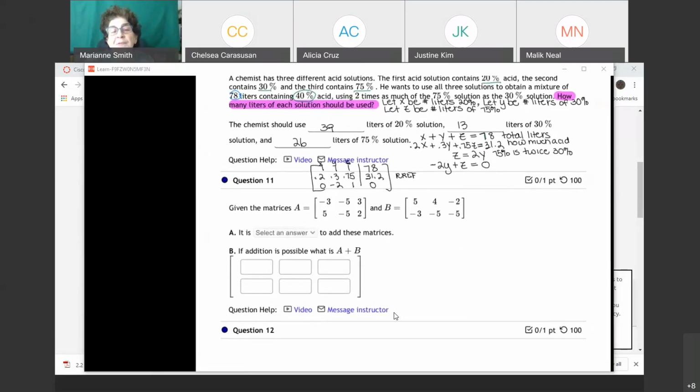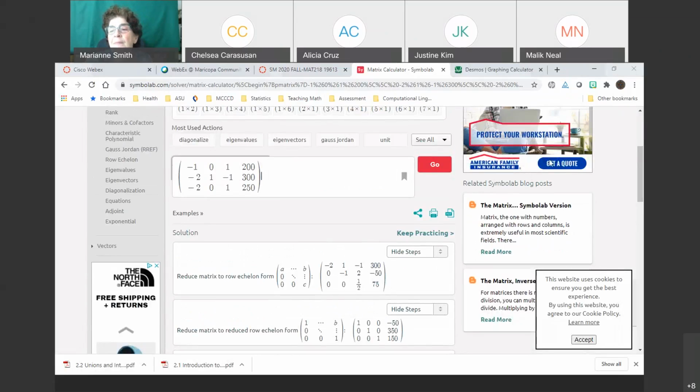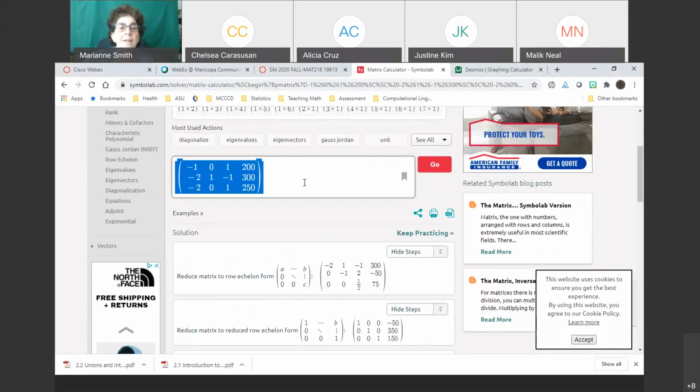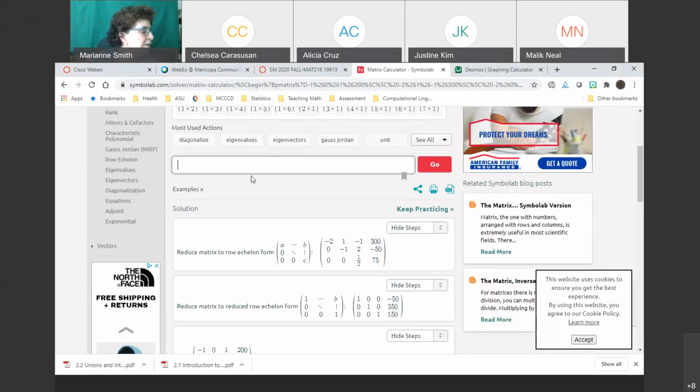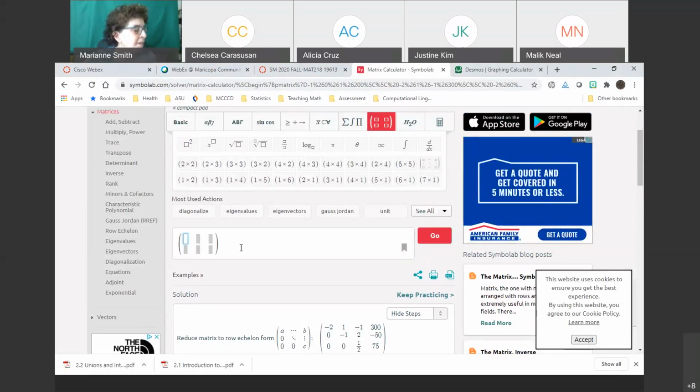You're more than welcome to use Symbolab to do this, okay? So you take matrix A, you take matrix B, you go over to Symbolab, which I'll do right now. Okay, I'm going to move this out of the way. Right, both of these matrices are 2 by 3. So I'm going to say 2 by 3 and put my values in. -3, -5, 3, 5, -5, and 2. That's my first matrix.